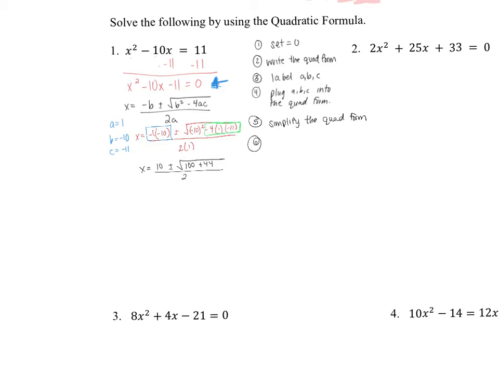Step 6 is to simplify the radical. So we are going to look at all the work under the radical. So that is here. We are looking at this radical, and we're going to go ahead and simplify that. So I'm keeping x equals 10 plus or minus the square root of 144, because 100 plus 44 gives me 144, all over 2 still.